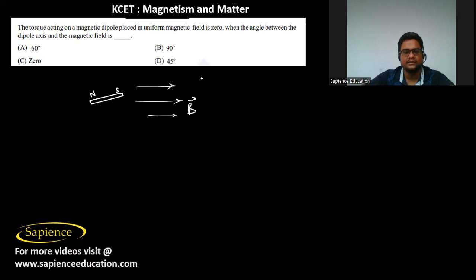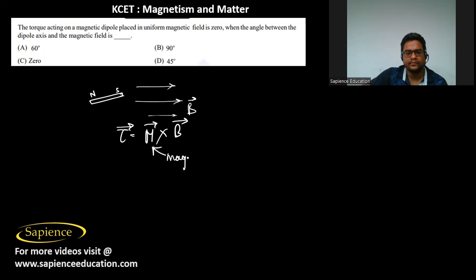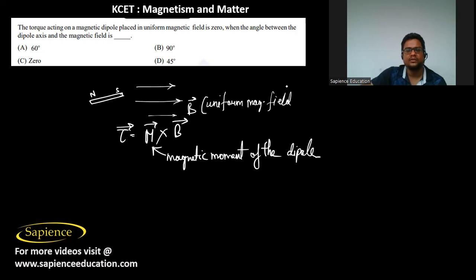The torque acting on it is given as M cross B, where M is the magnetic moment of the magnetic dipole, and B is the external value of the uniform magnetic field. And so here it is told the torque value is 0.